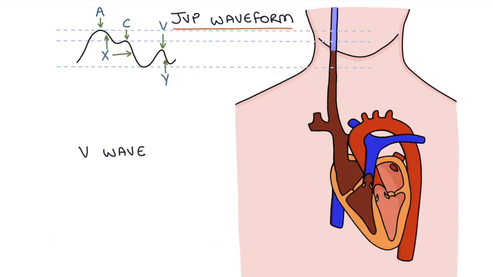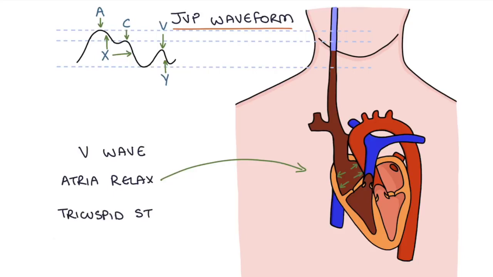The V wave comes next, and this happens when the atria relaxes and the right atrium starts to fill with blood. At this point, the tricuspid valve is still closed at the end of systolic contraction of the ventricles, and as the atria fills completely, this filling starts to occur higher up into the superior vena cava, the internal jugular vein, and as a result, the JVP rises, and this is the V wave.